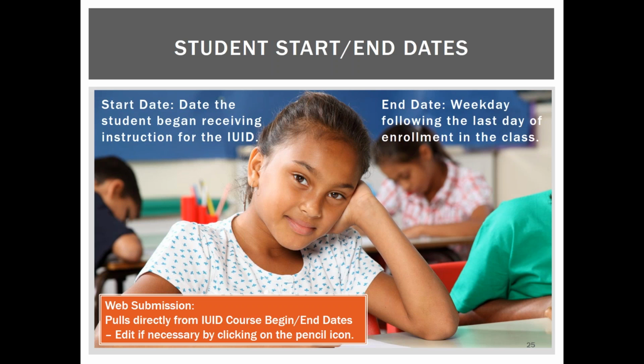As a note, if you're putting students in through web submission, the IUID course begin and end dates, what you've set for the actual course in IUID, will default to the student start and end dates. And so if the student wasn't there for the full class, then you'll need to change that by using the little pencil icon.